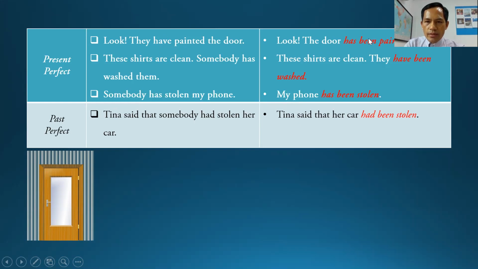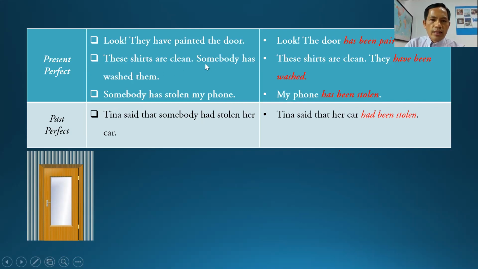Been is the verb to be. We want to make it the passive form. So been after have, because only verb 3 can follow. So the verb 3 form of verb to be is been. Again, I repeat, the present simple is am, is, are. The past is was or were. And the verb 3 form is been. So has been. And then verb 3 also painted, has been painted.